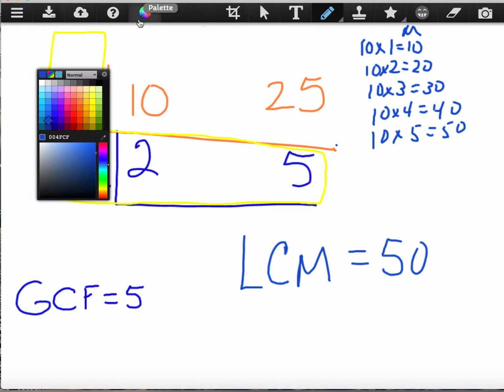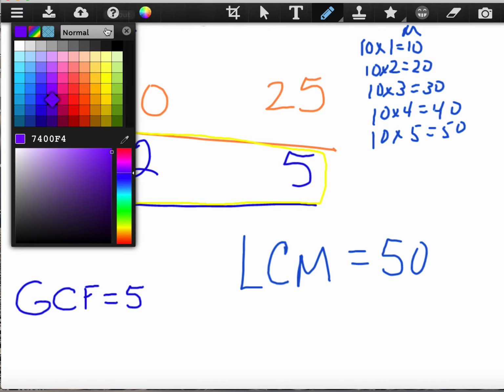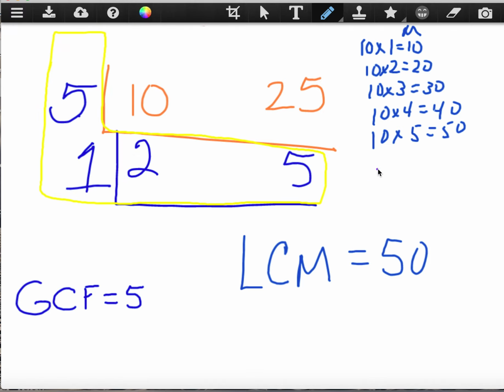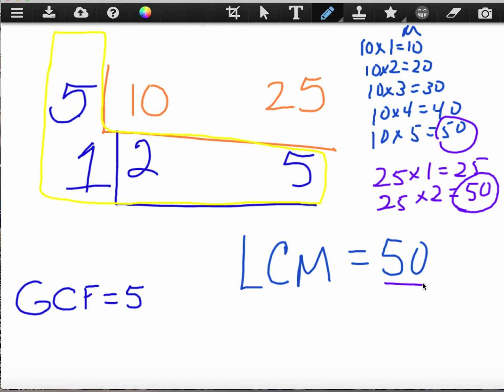Okay, let's do the other one. Let's do 25. Okay? 25 times 1 is 25. 25 times 2 is 50. Look, 50, 50. The first time they hit the same answer, that's my least common multiple.